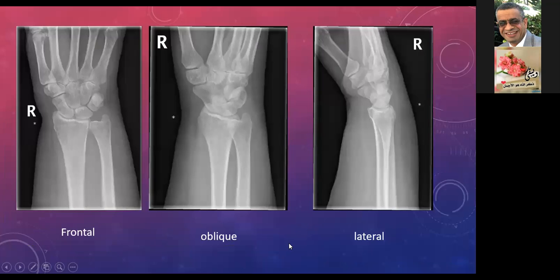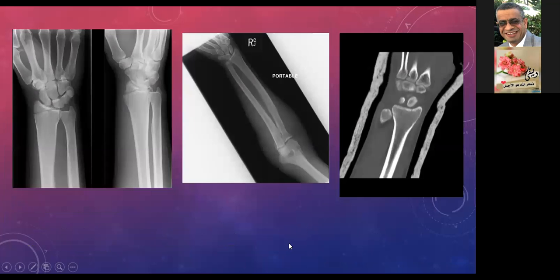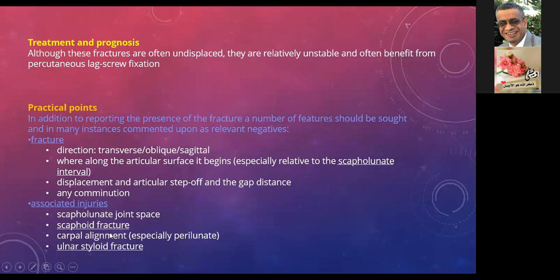These are other images: a styloid fracture on CT, and X-ray AP and lateral. Treatment: although these fractures are often undisplaced, they are relatively unstable and often benefit from percutaneous lag screw fixation.